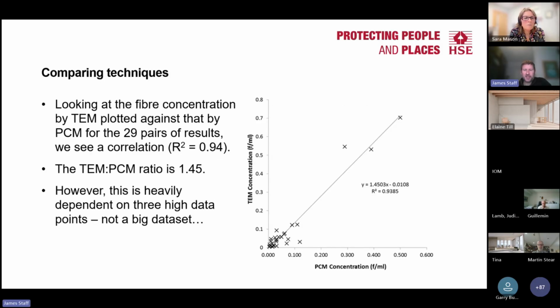So if we plot those 29 pairs of results with the TEM concentration versus the PCM concentration, we see quite a good correlation with a TEM to PCM ratio of 1.45. But as you can see from the chart, there were 3 quite high data points which stood out, and the trend line is quite heavily influenced by those.